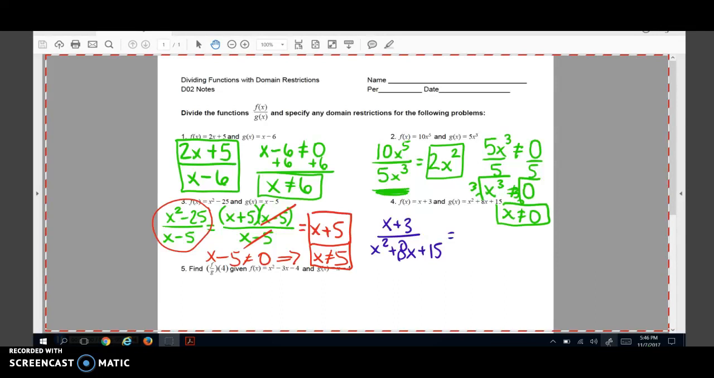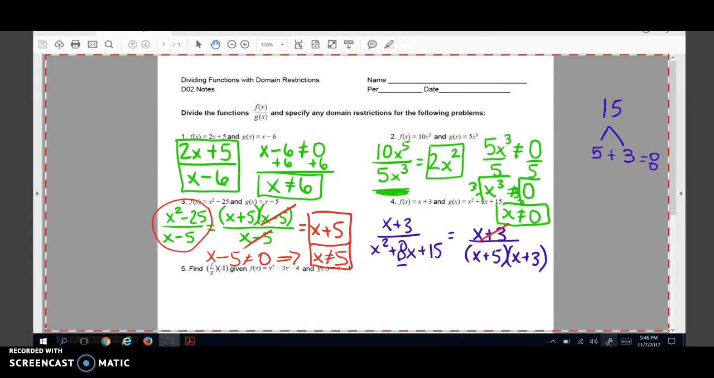Again, if you are struggling with factoring, you need to make sure you go back and watch the factoring videos on Blackboard. Okay? Again, we're looking for two numbers that will multiply together to give me 15 and add to give me 8. So thinking of numbers that multiply to give me 15, we have 5 times 3 gives me 15, and 5 plus 3 gives me 8. So the denominator will factor into x plus 5 times x plus 3. On the numerator, we still have x plus 3.